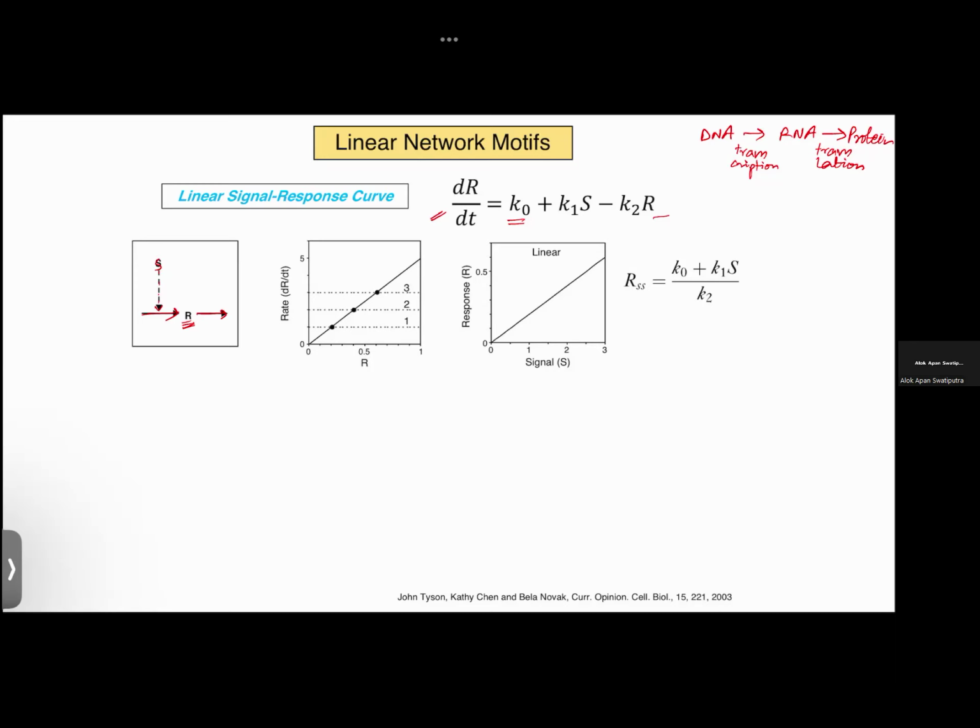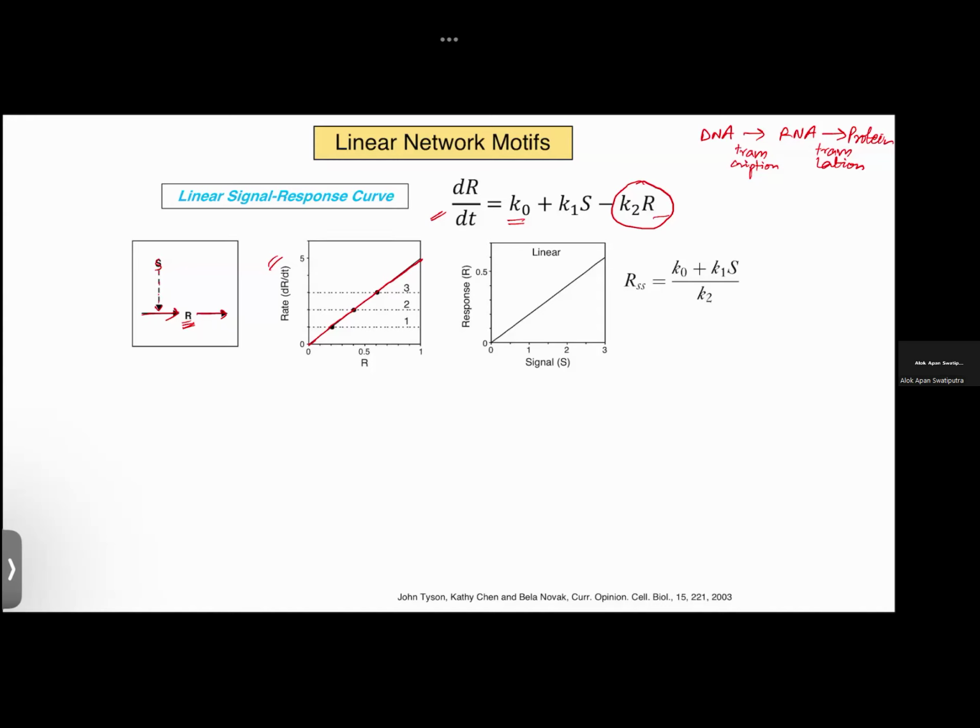Now see, if I take this K2R and take a look at this one. So you have drdt on the y-axis and you have R on the x-axis. If I want to plot this K2R, it is this black line which you see, the solid line. drdt is a linear function of K2R. Ignore the negative, we are just considering modules.